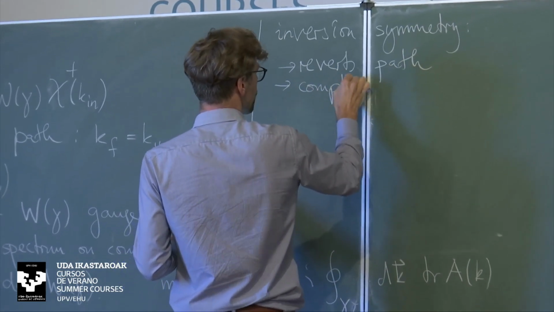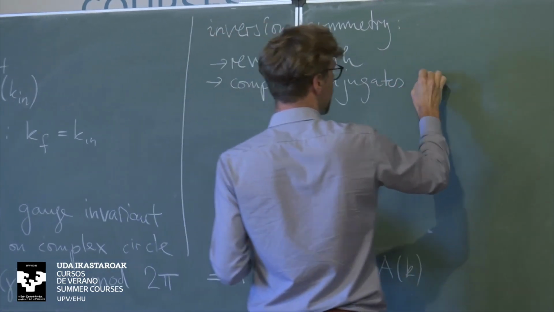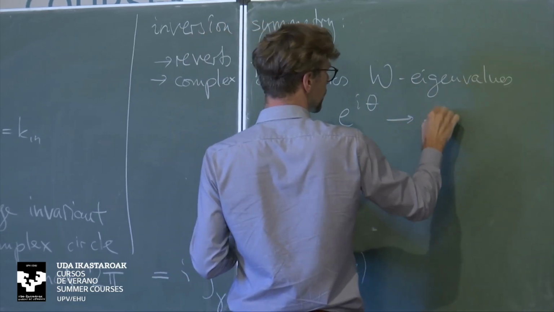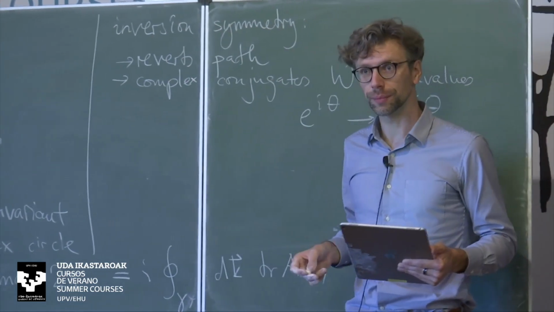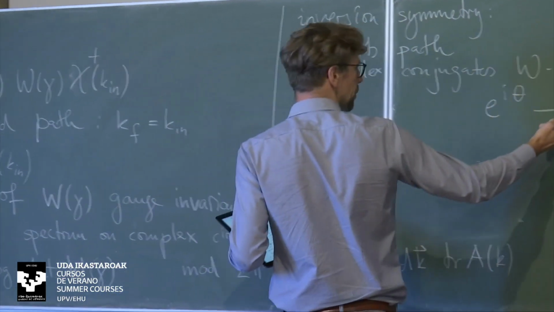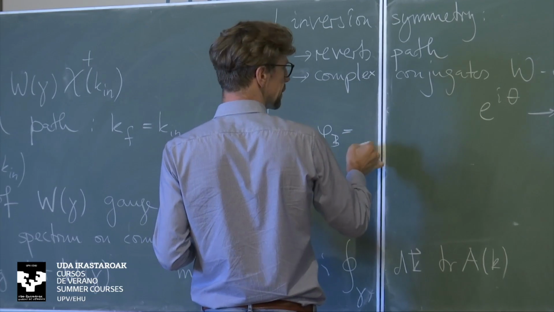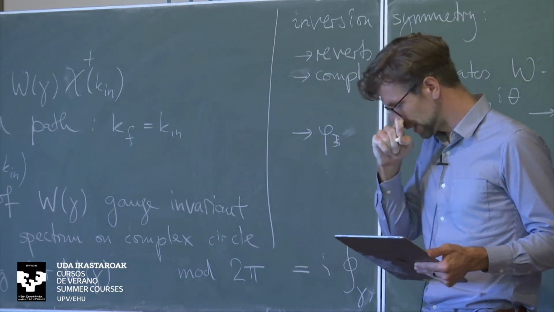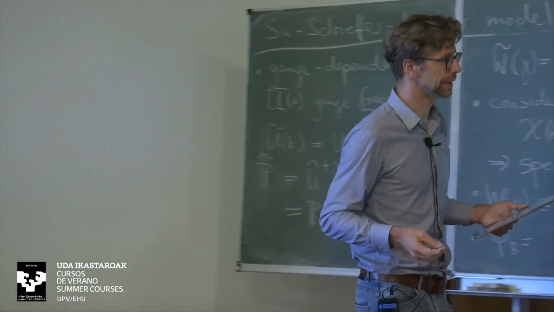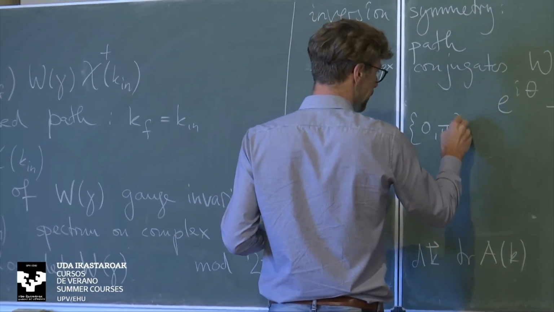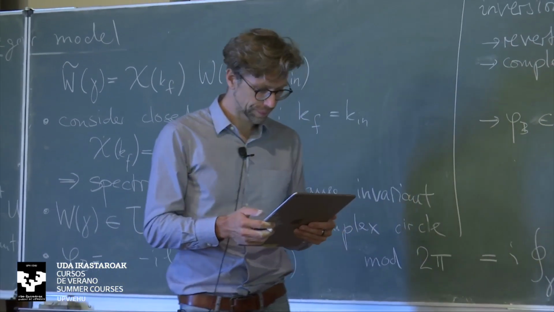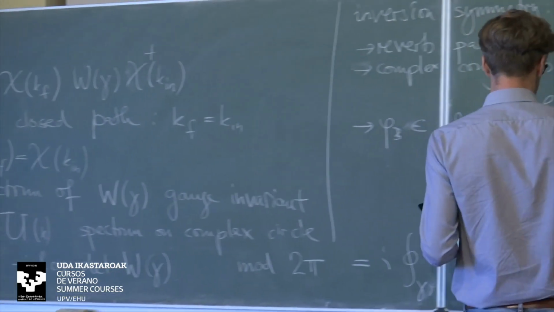So that means when I have an eigenvalue e to the i theta, let's say, it will go to e to the minus i theta under inversion. And now if my system is inversion symmetric, then I can say something about this Berry phase, which is basically the sum over all these eigenvalues. So it can only take two values in this case, right? Which two values would that be? 0 and pi, right? These are the only values that can result from a spectrum that is invariant under inversion. So this gives us a topological characterization.